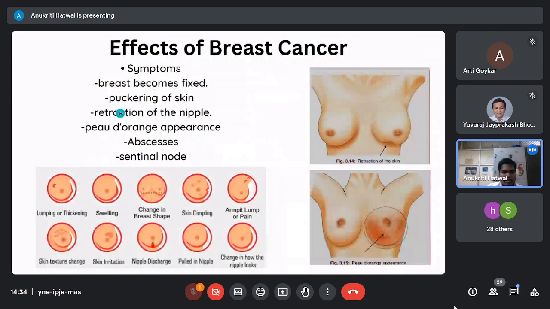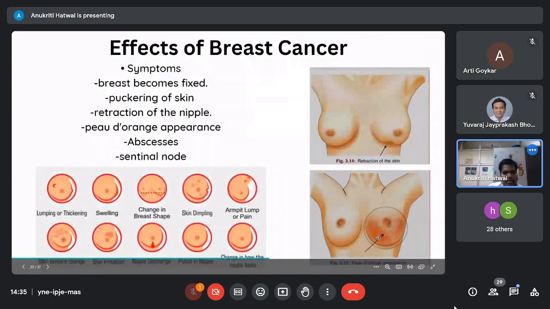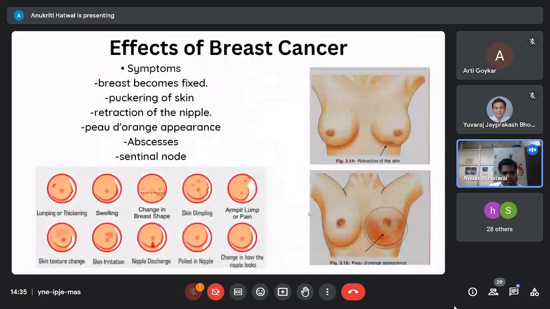Then the cancerous cells may infiltrate the lactiferous ducts, which causes retraction of the nipple. It produces edema in the skin and an appearance like the skin of an orange, which is called peau d'orange. It may produce abscesses in the breast, and it is drained by the first lymph nodes. It is the sentinel lymph node.